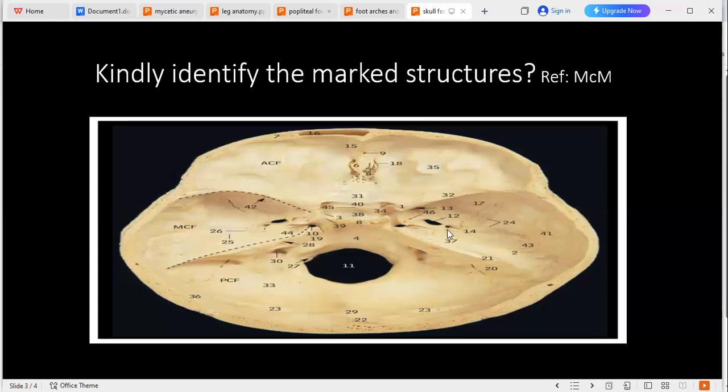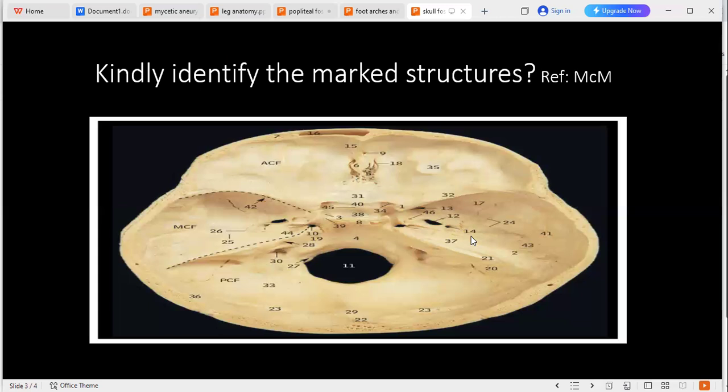Number 14 is also one foramen here. If you can identify this. Foramen spinosum. Right. And 37. 37 is the superior petrosal sinus. Petrous part of temporal bone. Yes.